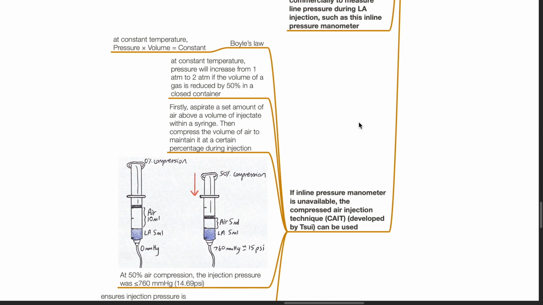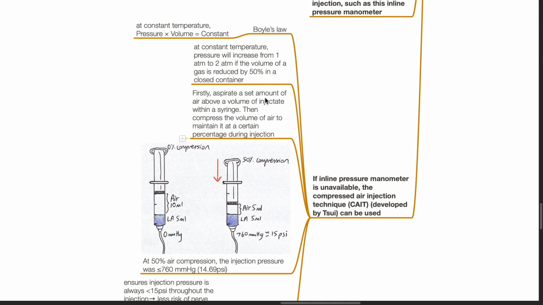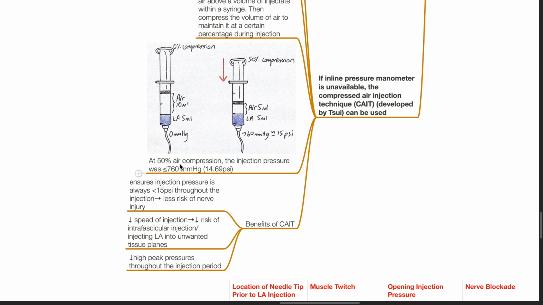Boyle's law dictates at constant temperature, pressure times volume is a constant. At constant temperature, pressure will increase from 1 to 2 atm if volume of a gas is reduced by 50% in a closed container. Firstly, aspirate a set amount of air above a volume of injectate within a syringe. Then compress the volume of air to maintain it at a certain percentage during injection. At 50% air compression, the injection pressure was less than 15 psi.